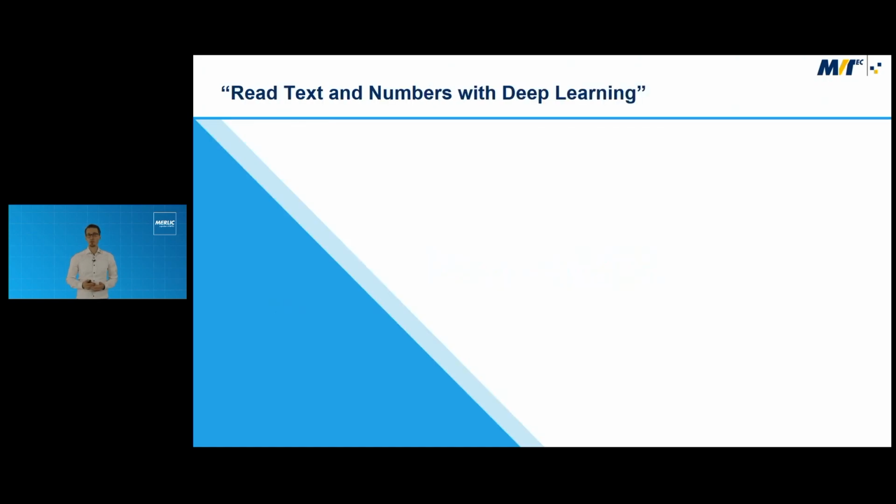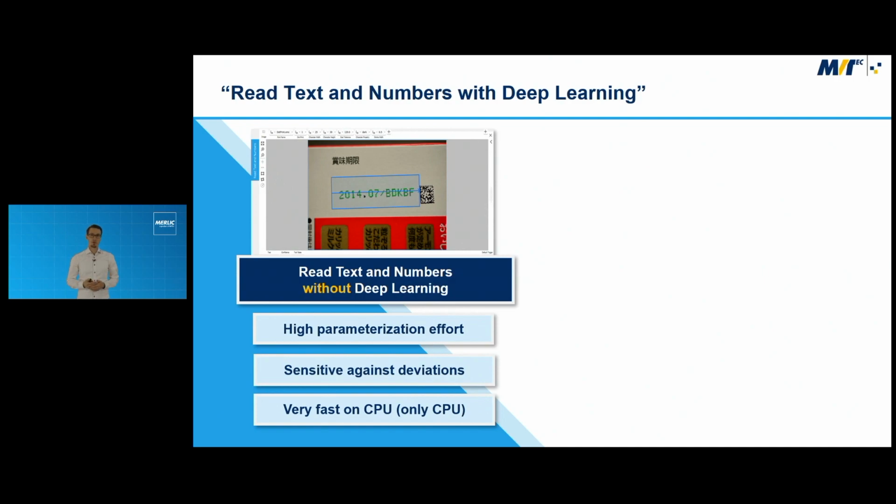But before we talk about the new feature, let's have a look how this works in the previous versions of MERLIC. The previous version of MERLIC provides the read text and numbers without deep learning functionality. It has a high parameterization effort for setting up all the parameters which are necessary for detecting the text in a correct way. So the polarization, the contrast, the size of the fonts, and all this stuff. So this means you have to fine-tune a lot of parameters.